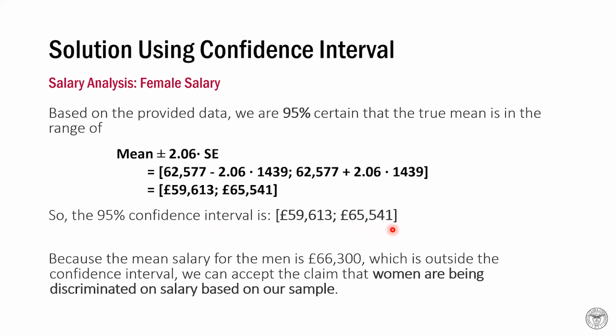Because the mean salary of the men is £66,300, which is larger than the upper bound of the confidence interval, we can then accept that women are being discriminated on salary based on our sample. This case shows that we can also use confidence interval to conduct hypothesis testing. However, it is only good for two-tailed testing. In other words, we cannot use confidence interval for one-tailed testing.